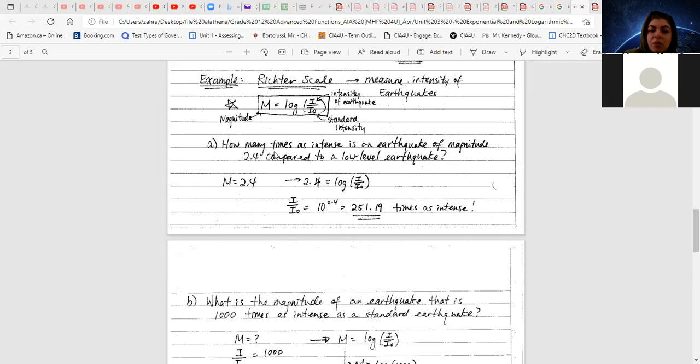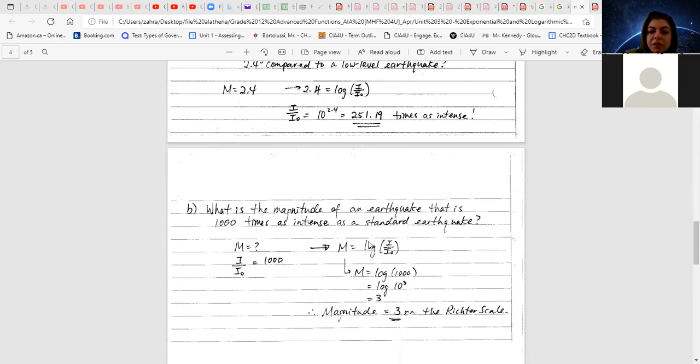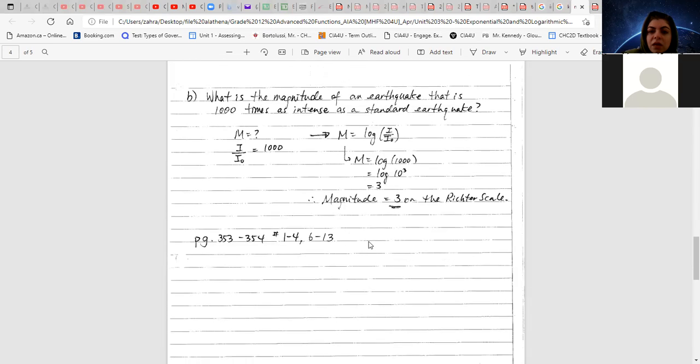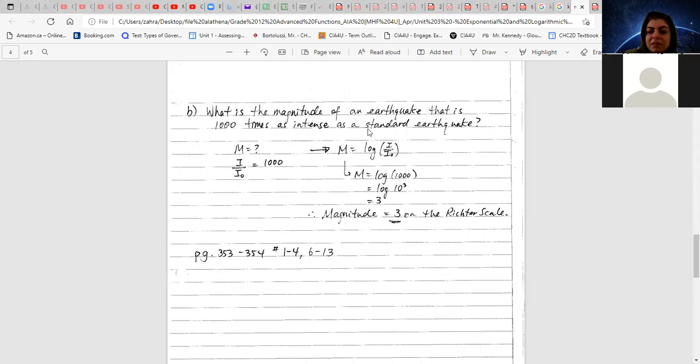Okay, let's just do a question. How many times as intense is an earthquake of magnitude 2.4 compared to a low level earthquake? That means I need to find I over I0. I want to see how many times more intense this earthquake is compared to I0. So if the magnitude is 2.4 here, then you need to convert this to the exponent. So 10 to the power of 2.4 is equal to I over I0. Any question? No.